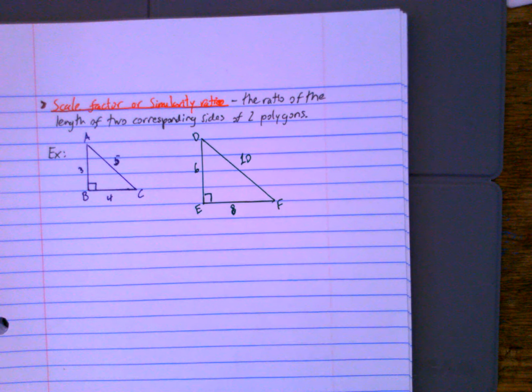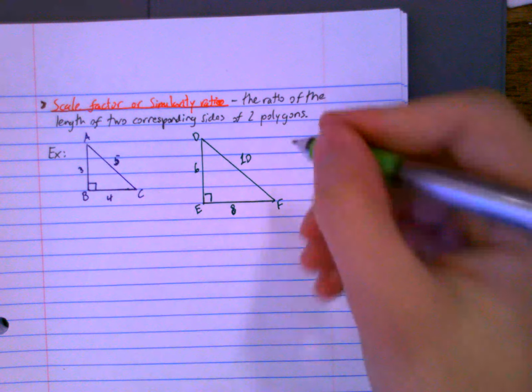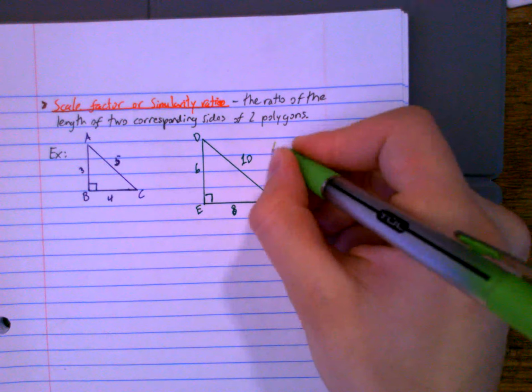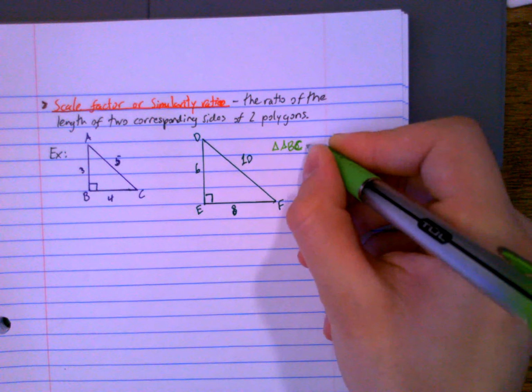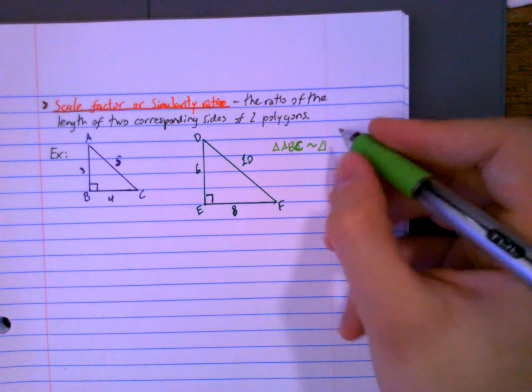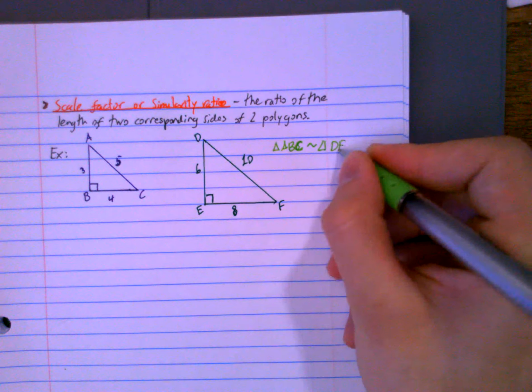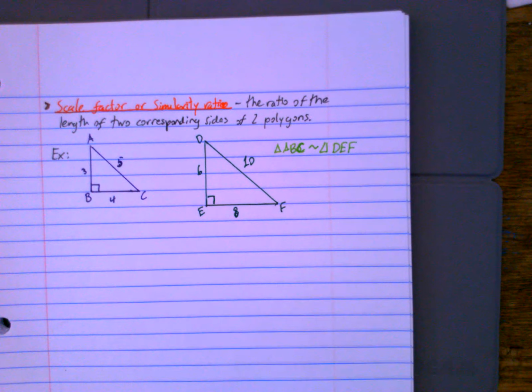I'm going to make the statement that triangle ABC is similar to triangle DEF. Now let's prove that that's true. So, step 1.